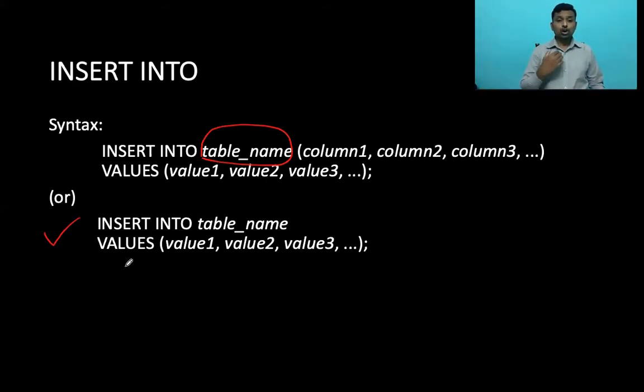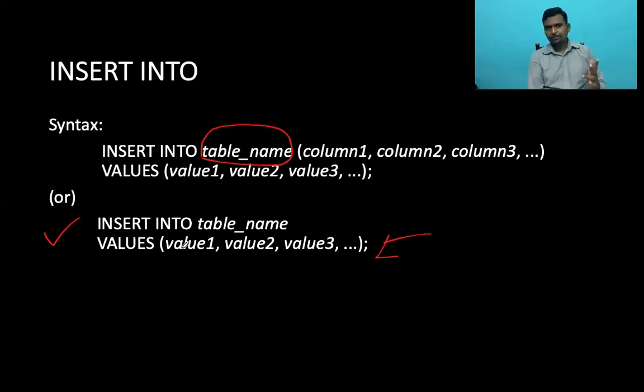But if I'm not sure which is my first column and which is my second column, but I know what columns are present inside the table, and I want to store only partial data, then I can go for the first option. When I'm going to store only partial data, I can go with this. When I know I'm going to store all my data, I have to go with this. If it is partial, I cannot go with this. Inserting partial data is not possible in this way of insertion.